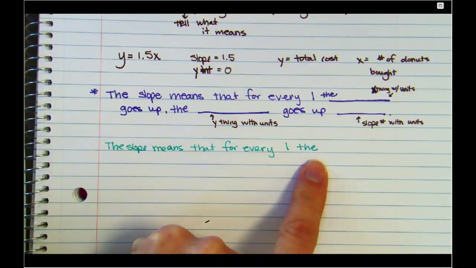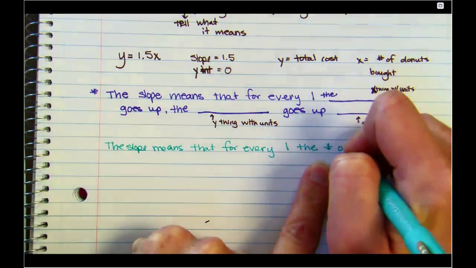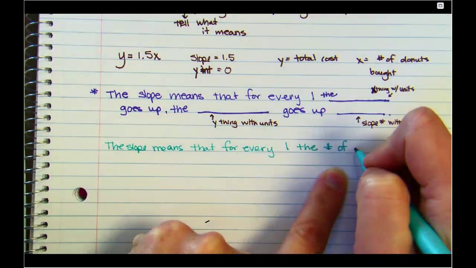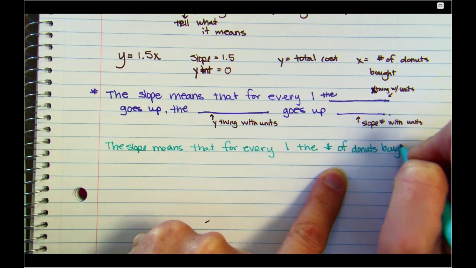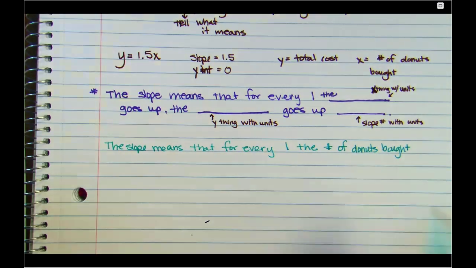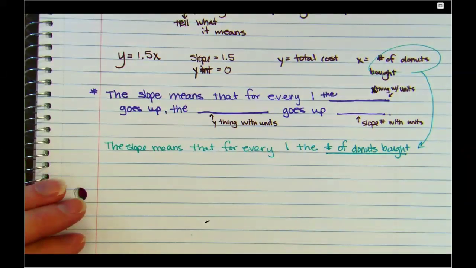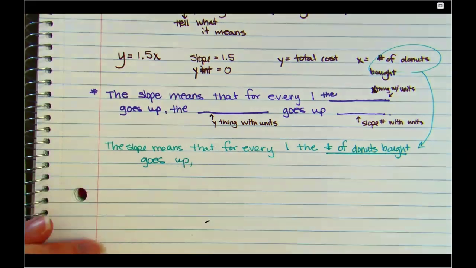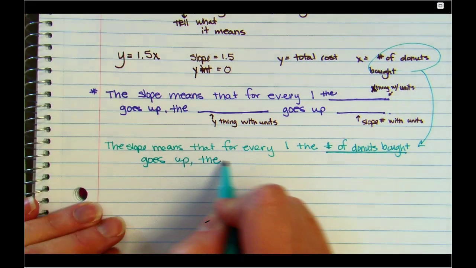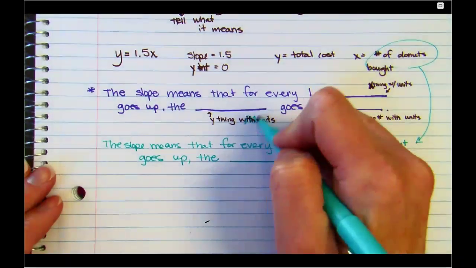What's the X thing? Okay, so number of donuts bought, like literally you fill in the whole X thing. The number of donuts bought, that's the blank. See, that's this thing right here. Goes up. I don't need units.